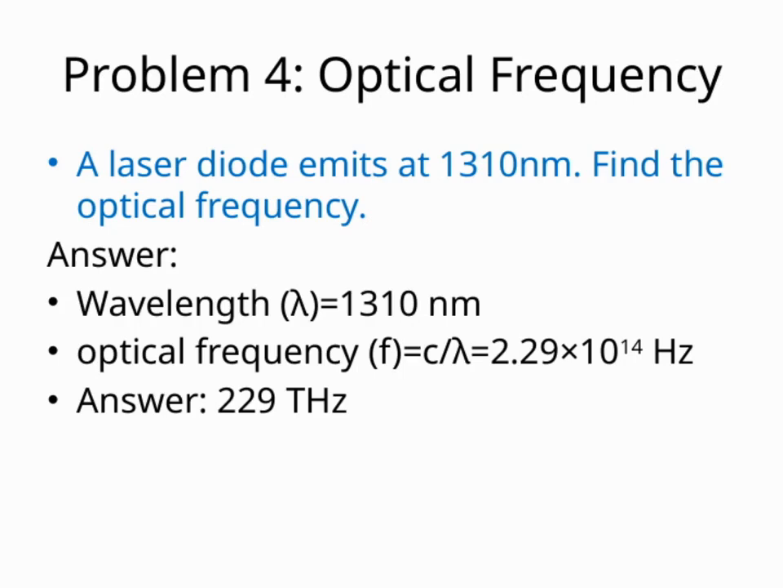Let's look at how to find the optical frequency of a laser diode emitting light at 1310 nanometers. We start with the wavelength, 1310 nanometers. To get the frequency, we use the formula: frequency equals the speed of light divided by the wavelength. Plugging in the numbers, we find the frequency is about 2.29 times 10 to the 14 hertz. That's 229 terahertz, a huge number, but it tells us the light's oscillation rate. This is a key calculation in optics.